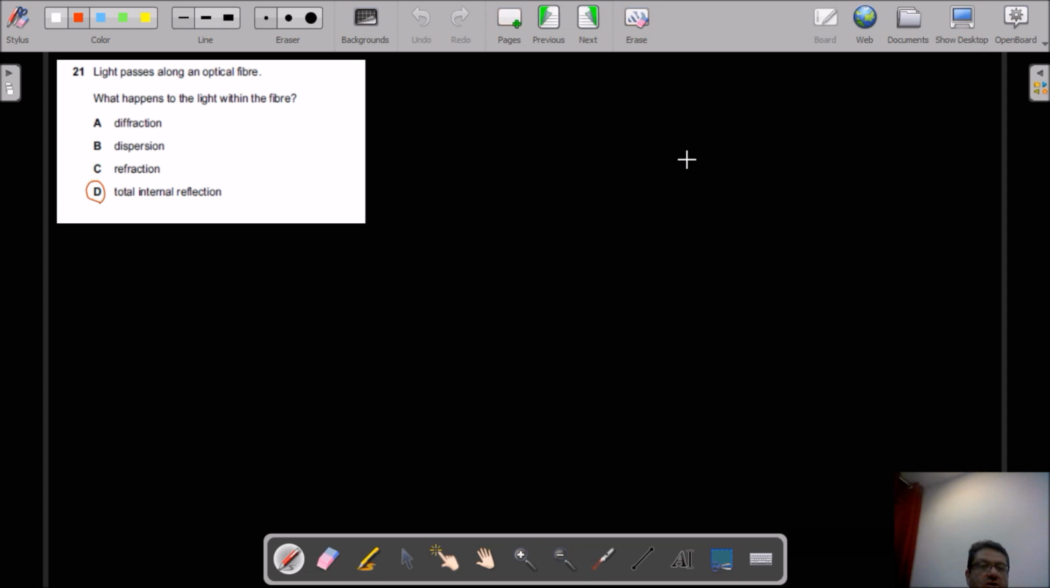Light passes along an optical fiber. What happens to the light within the fiber? We know that in optical fiber, total internal reflection happens and information or data will be transferred with the speed of light. That's why 21 D is right.